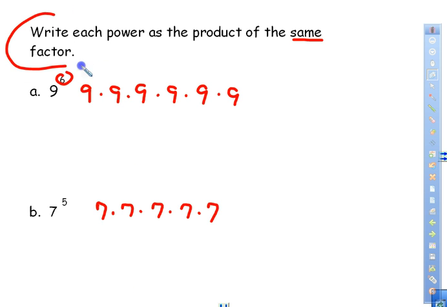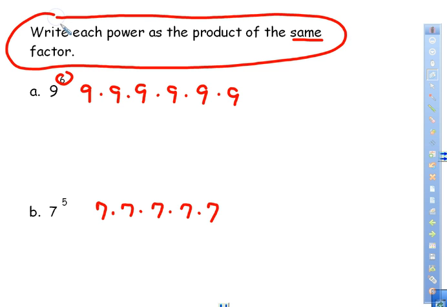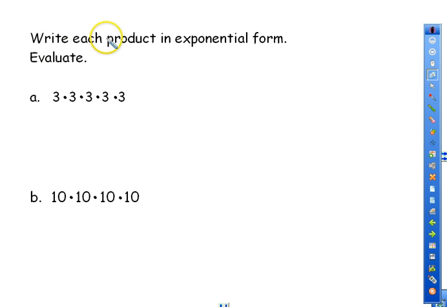It's going to be really important that you know exactly what those directions are asking. This is where some mistakes were made on our quiz. And now for this one, it says write each product in exponent form, and then it says evaluate, meaning solve it. So exponent form, 1, 2, 3, 4, 5. Excuse me, I said that completely wrong. It is 3 to the 5th power because there are 5 3's.